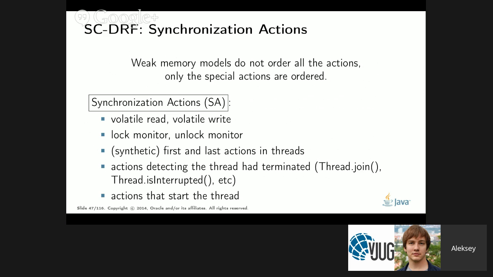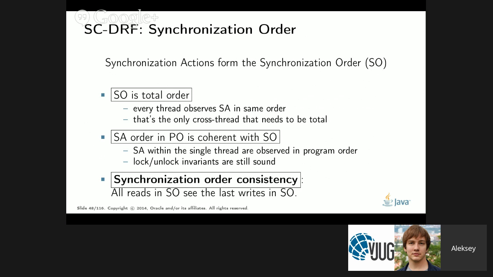Those are actually listed in the Java memory model spec, and I listed them here. It's the volatile reads and volatile writes, locks and unlocks of monitors, synthetic actions, first and last actions in threads, and all the actions that detect that threads have terminated or start a thread. These are the actions that are actually ordered. Let's see how they are ordered. I have to unload the formal definitions on you first, and then we will talk about how they actually work.